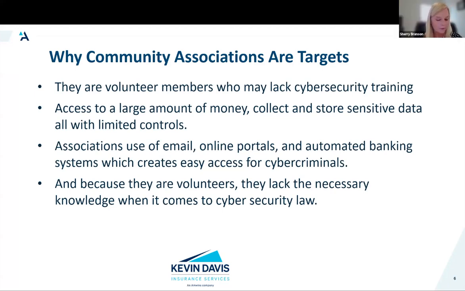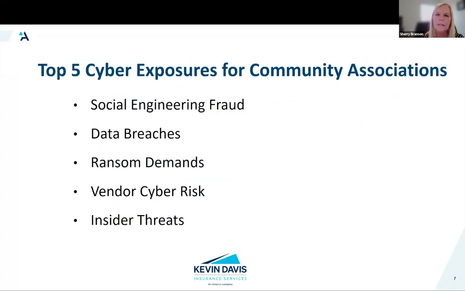Absolutely. It's an ever-changing world in tech, the AI, et cetera. And the top five cyber exposures for community associations, Kevin, the very first one is social engineering fraud. Can you explain what exactly that is? Well, let's talk about all of them. We're concerned about social engineering fraud, data breaches, which is what cyber was originally created for, ransom demands, and vendor cyber risk. People believe that just because my data goes to the management company, I don't have any exposure, but it's deeper than that. And something I call insider threats, which is human error. Human error is a big problem out there.